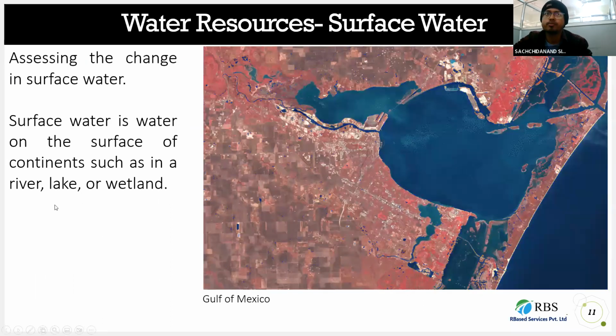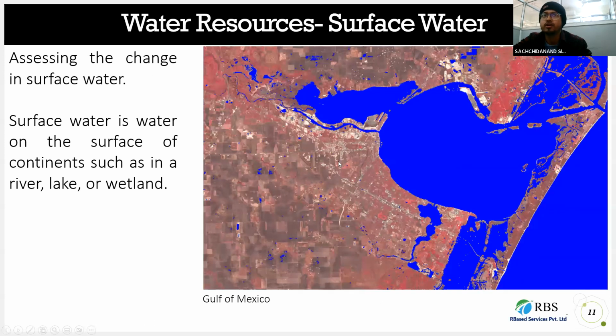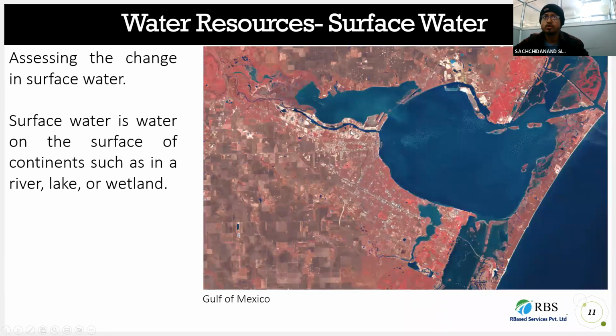In the same way, we can show you in an image format, like this is the Gulf of Mexico, and it is using Landsat images and some remote sensing technique, identifying that this much is the water area, so this blue color is water and the rest is either forest or some kind of agricultural land or urban area. So if you want to map water, remote sensing shows it in this way.